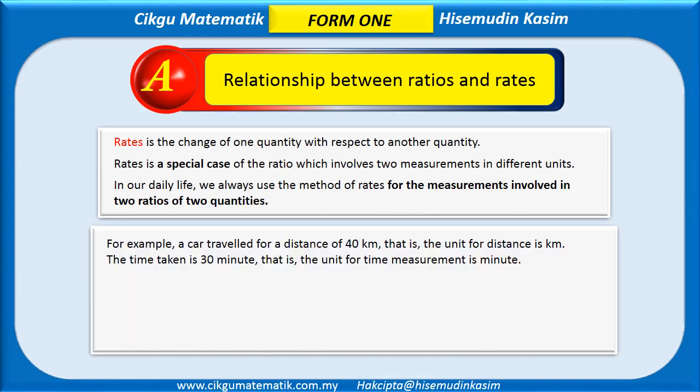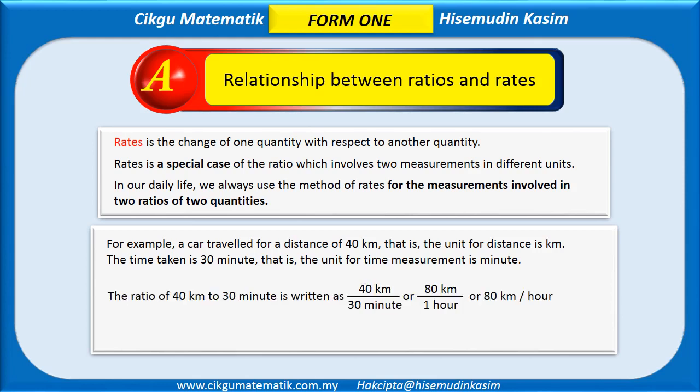quantities. For example, a car travels for a distance of 40 km. That is, the unit for distance is km. The time taken is 30 minutes. That is, the unit for time measurement is minute. The ratio of 40 km to 30 minutes is written as 40 km per 30 minutes or 80 km per 1 hour or 80 km per hour. This kind of ratio is known as rate.